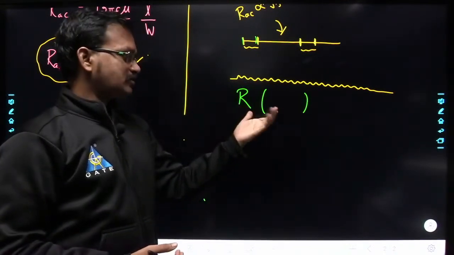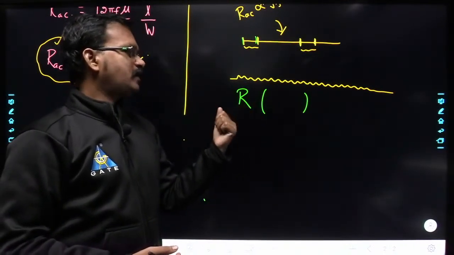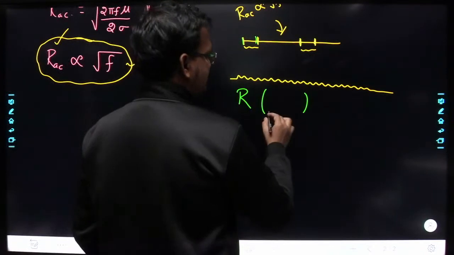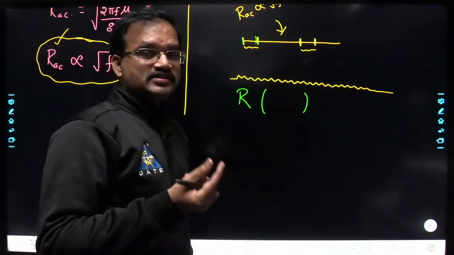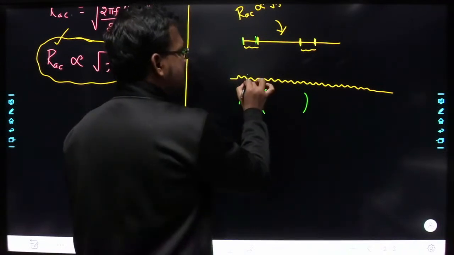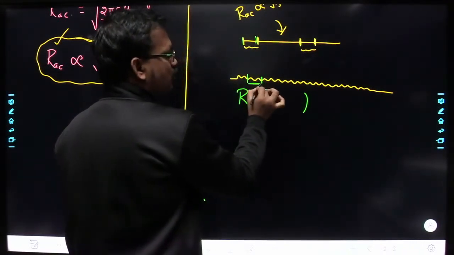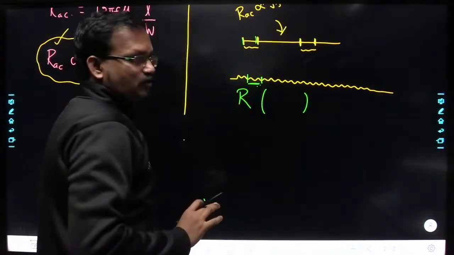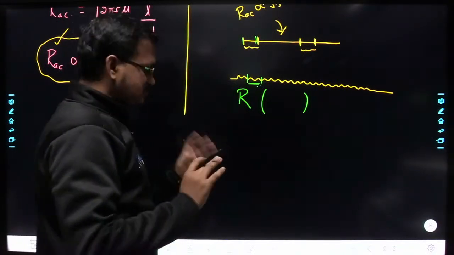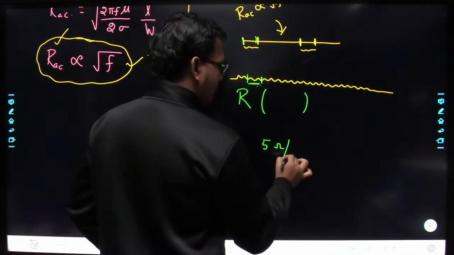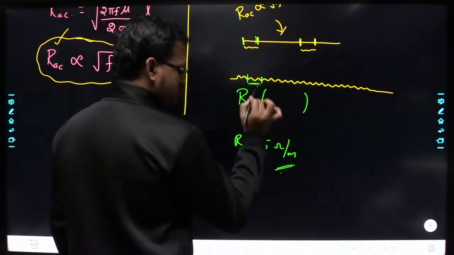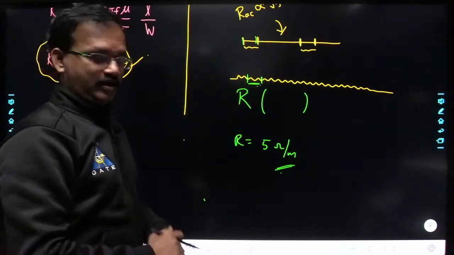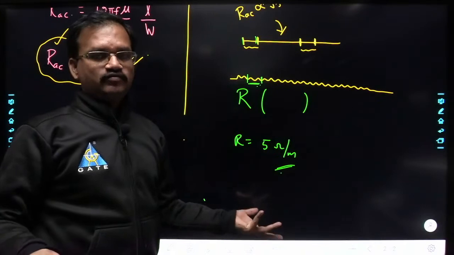So how can I define that? If I define the resistance per unit length, then independent of the length of the transmission line, this resistance per unit length will be fixed. Yes or no? If I say resistance R is equal to 5 ohm per meter, now irrespective of the length of the transmission line, I can say the resistance is simply 5 ohm per meter.